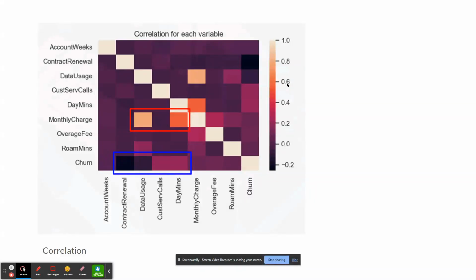And as you can see, we have a correlation heat map. Inside the blue box is where we can see all of the correlation between the target variable churn and four of our feature variables. Two of them, contract renewal and data usage, are negatively correlated, while customer service calls and daemons are positively correlated. We can also maybe use monthly charge, but monthly charge we cannot use because it has a very good correlation with data usage and daemons. Therefore, that would overfit our model because of multicollinearity. Therefore, we will never use that.